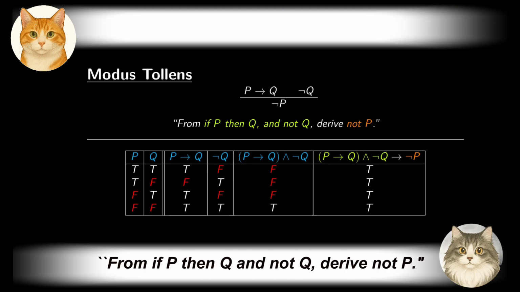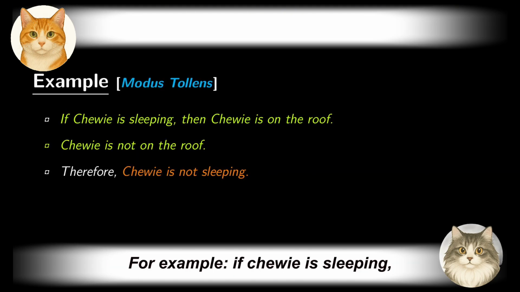We begin with the modus tollens, which reads, from if P then Q and not Q, derive not P. For example, if Chewy is sleeping, then Chewy is on the roof. Chewy is not on the roof. Therefore, Chewy is not sleeping.